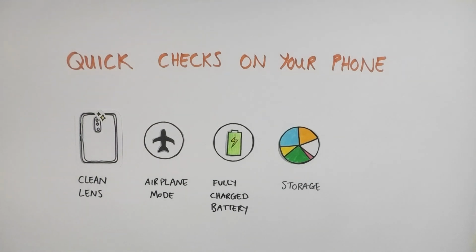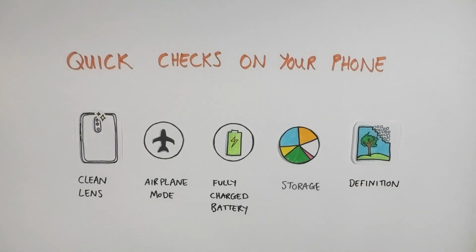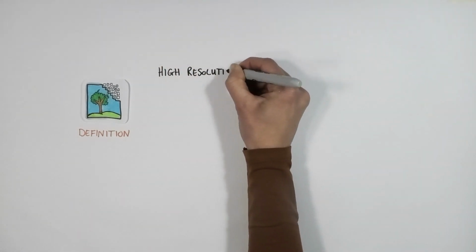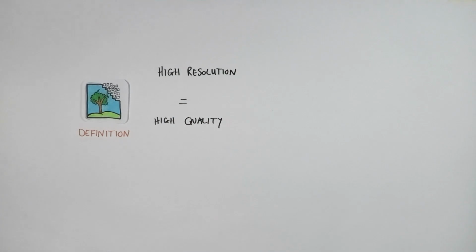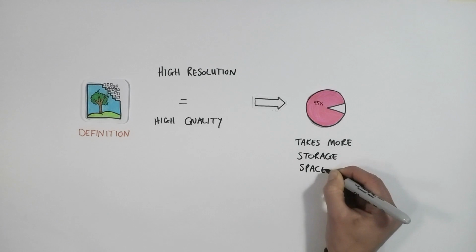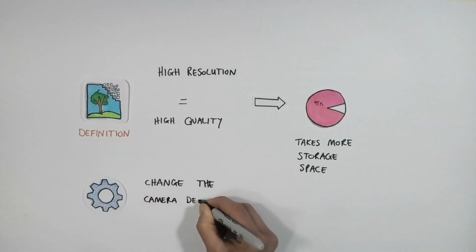Number 5. Depending on your storage space, decide in which format you will shoot. For example, SD, standard definition, HD, high definition, or 4K. The difference between these formats is that the higher the resolution you film in, the higher the quality of your video, but the more space it takes. So make sure you have enough space for the definition you want to film in. If you want to change the camera definition, look at the settings of your camera.